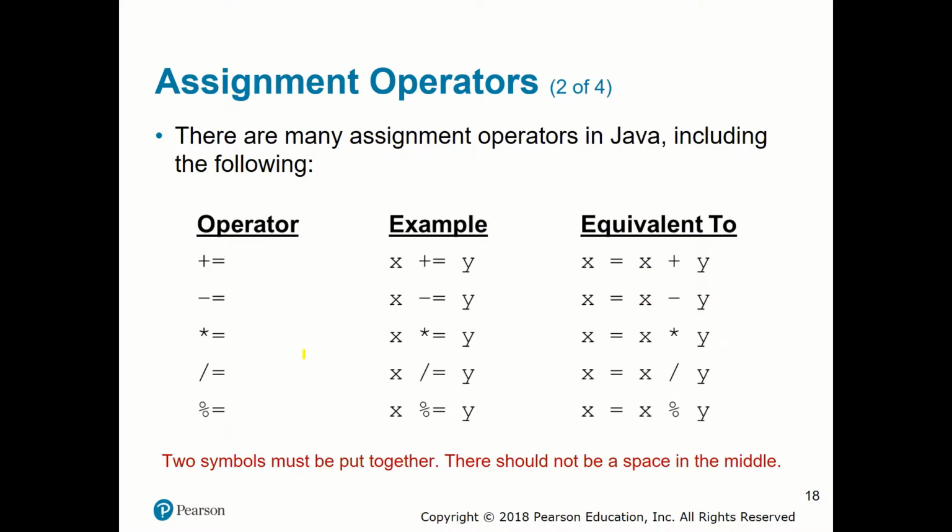There are many assignment operators in Java, including the following. These operators are simplified forms of this one. So actually, this is the same as this one, and this is the same as this one. This means that x is increased by y, x is subtracted by y, x is multiplied by y, x is divided by y, and x has a remainder of x divided by y.